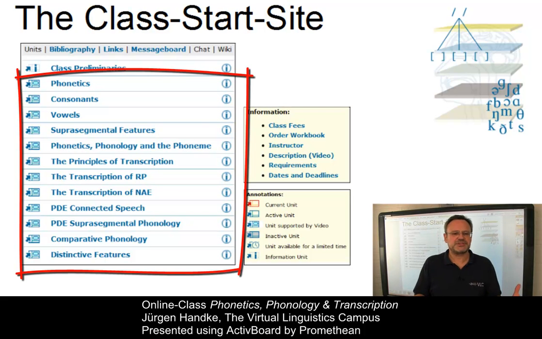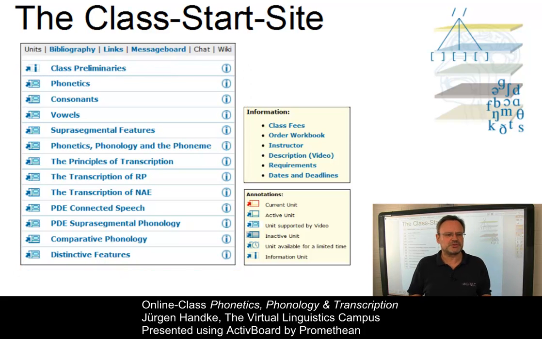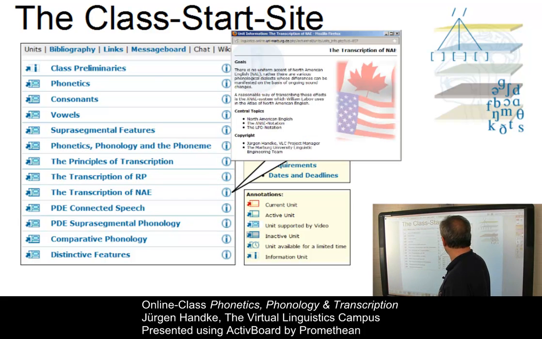The remaining units exhibit the content of this class, and if you wish, you can retrieve an overview of each unit by means of a click on the information symbol. Here is an example. The transcription of North American English is associated with a pop-up window that explains the details of this unit.